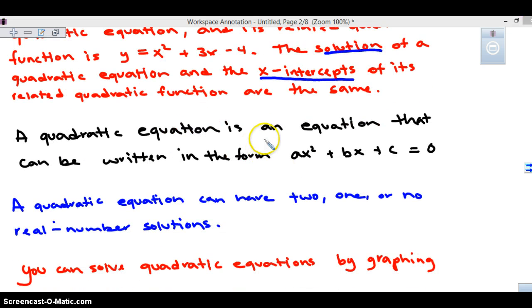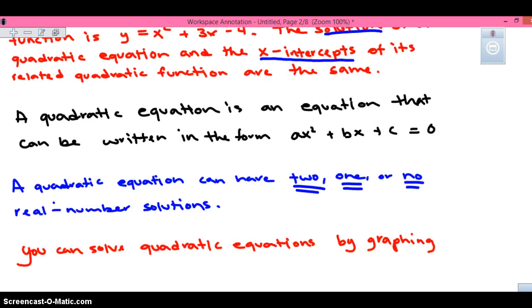A quadratic equation is an equation that can be written in the form ax squared plus bx plus c equals 0. In the past, we have been graphing equations in this format, where we've been graphing the function form equal to y. A quadratic equation can have 2, 1, or no real number solutions.